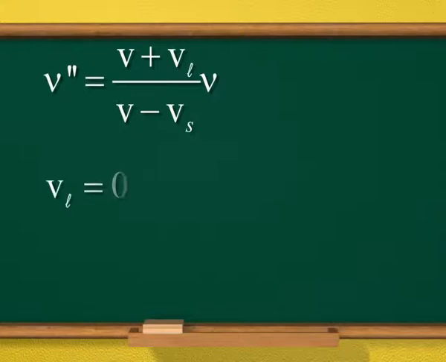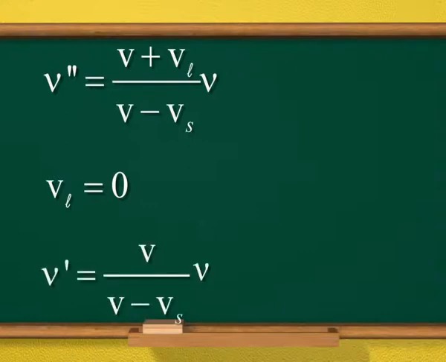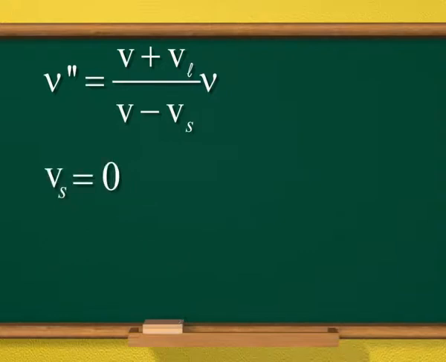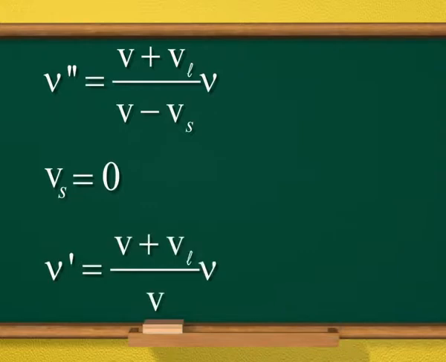If the listener is at rest and the source is moving towards the listener, then the apparent frequency nu dash is equal to V upon V minus Vs into nu. On the other hand, if the source is at rest and the listener is moving towards the source, then the apparent frequency nu dash is equal to V plus VL upon V into nu.